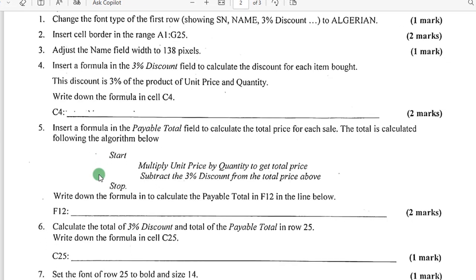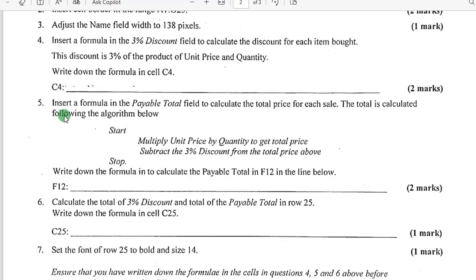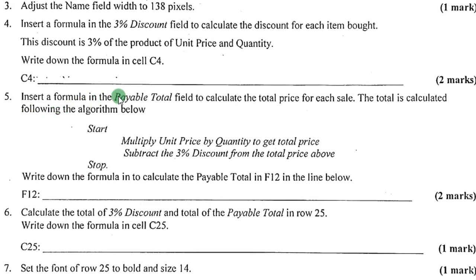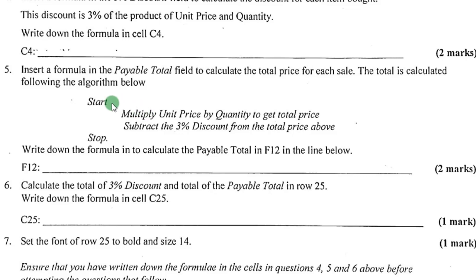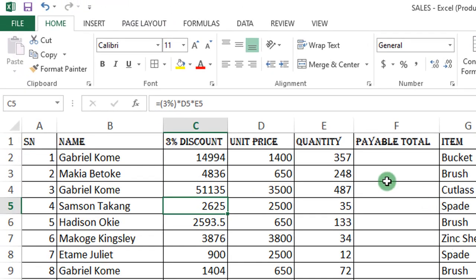Good. Now, number 5, they say insert a formula in the payable total field. So there's a field called payable total to calculate the total price for each sale. Full stop. They say the total is calculated following the algorithm. So it's very easy. Now they say multiply. So they are telling you how you are going to calculate that. They say multiply unit price by quantity to get the total price. So to get the total price, you multiply what?